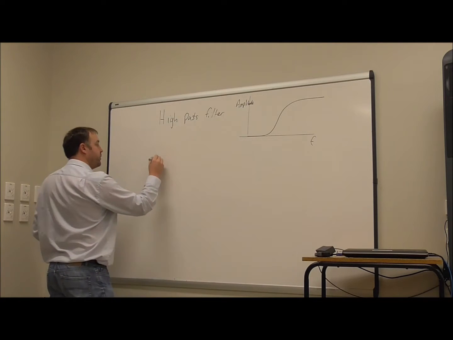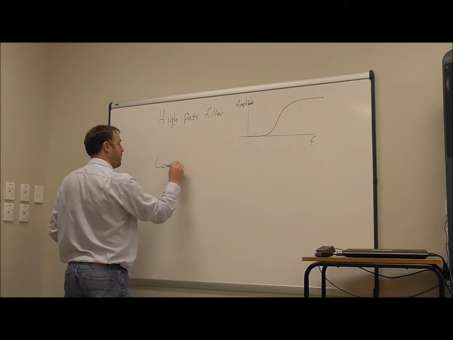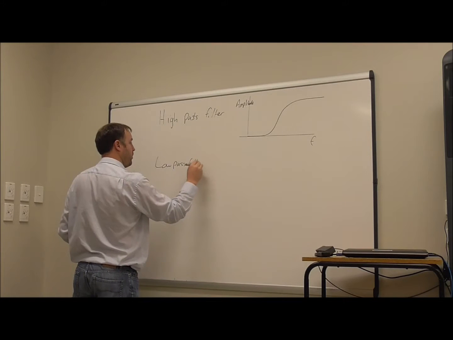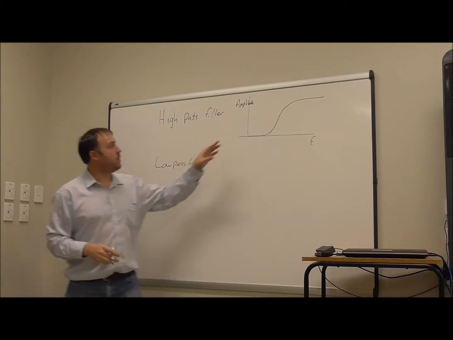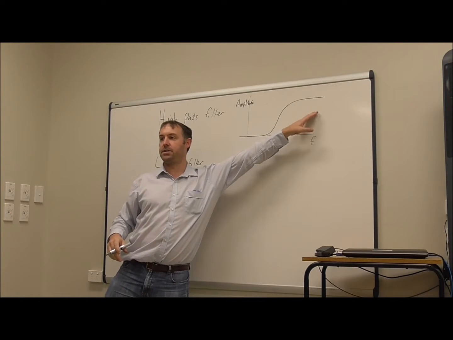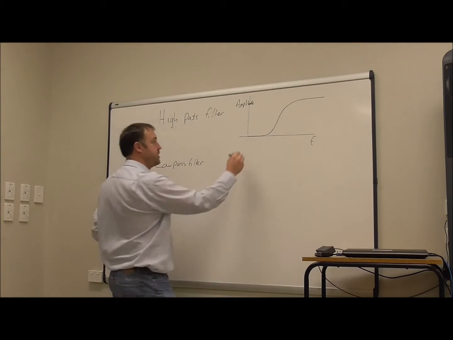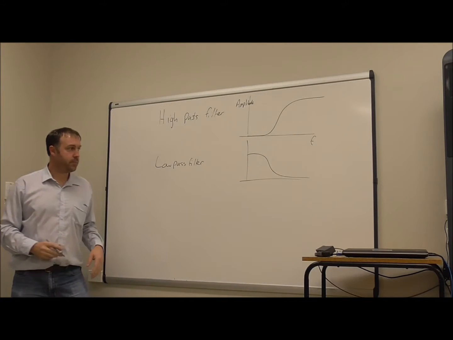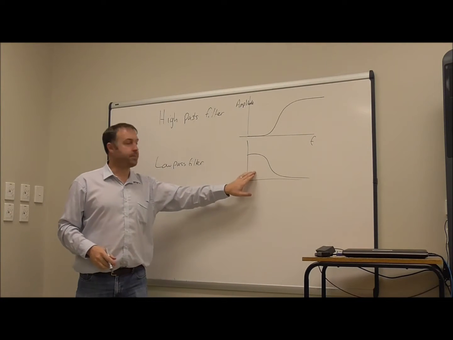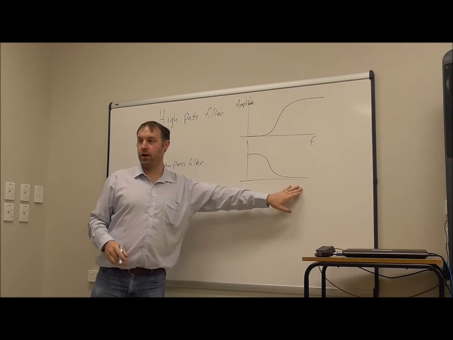A low-pass filter is a similar idea. Instead of allowing the high frequencies to pass through, it's going to allow low frequencies to pass through. So it's going to look something like that. So it allows low frequencies to pass through while blocking the high frequencies.